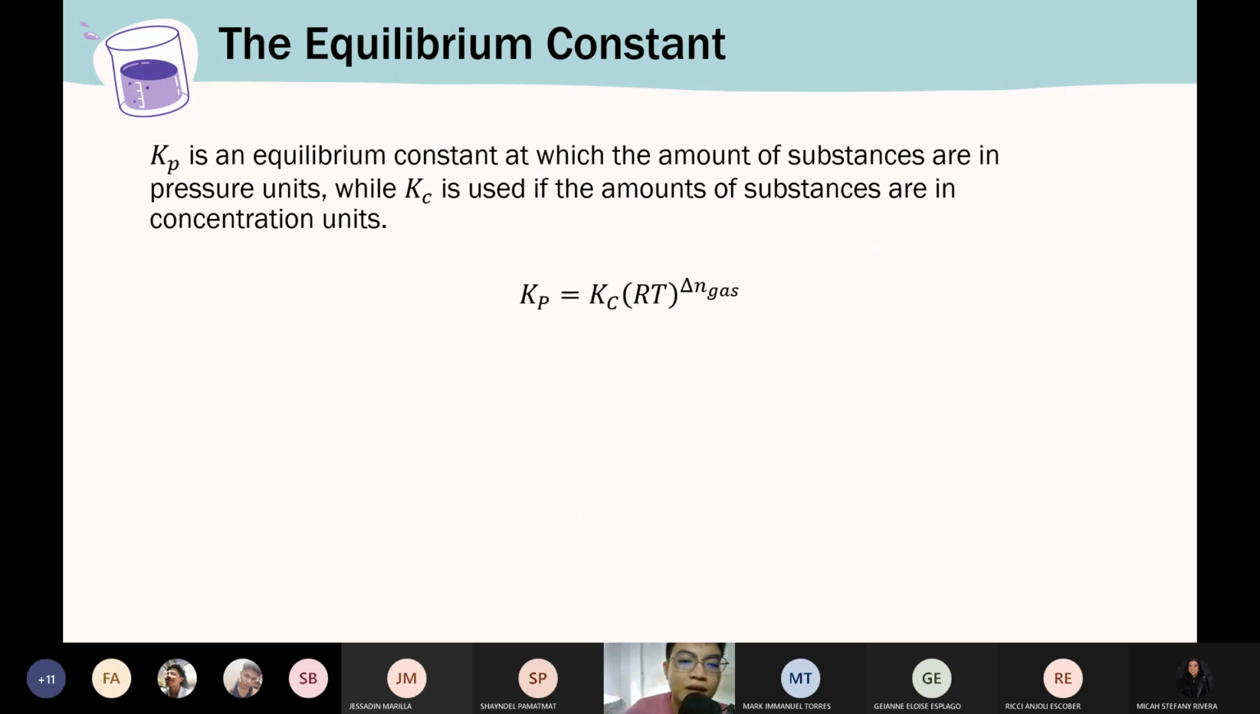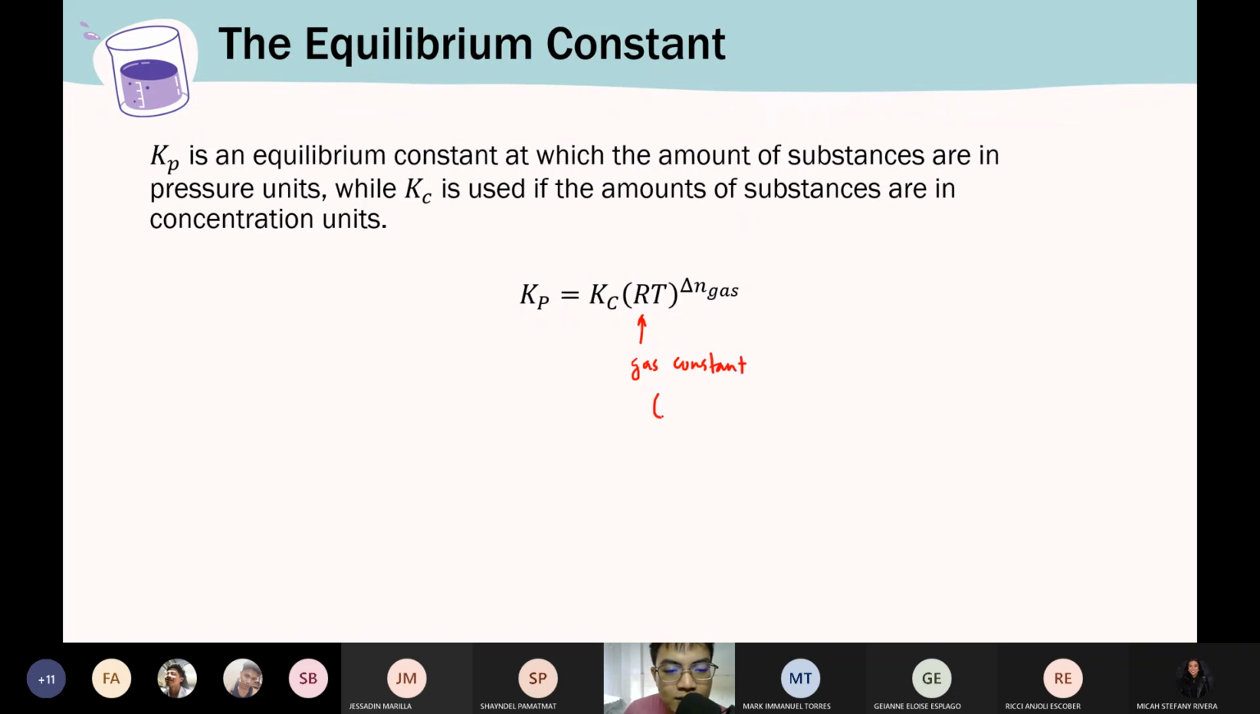Okay? So, the equation there is this one. Okay? So, Kp equals Kc times (RT) to the power delta n gas. Okay? So, the Kp and the Kc, alam nyo na yan, that's the equilibrium constants. So, may certain value yan. However, let's explain this part, no? So, R is the gas constant.